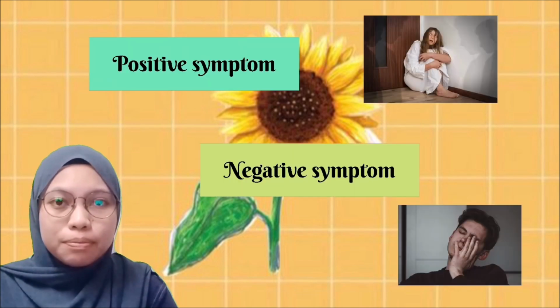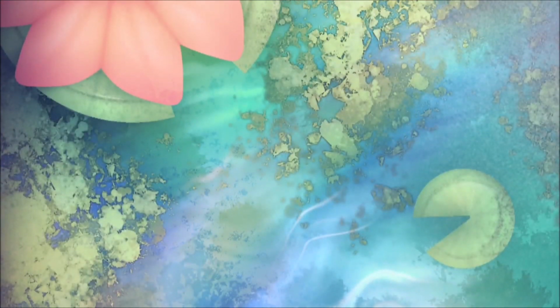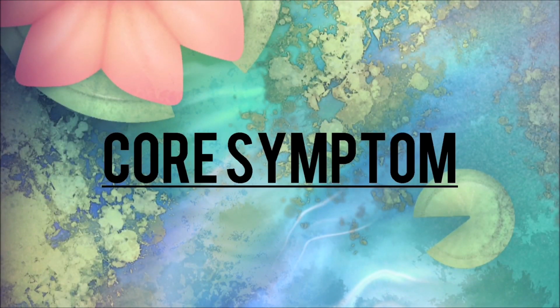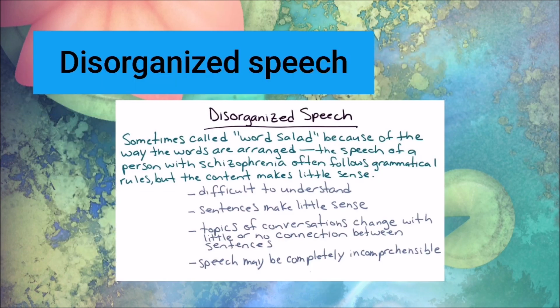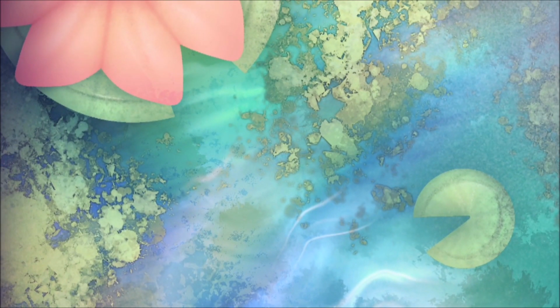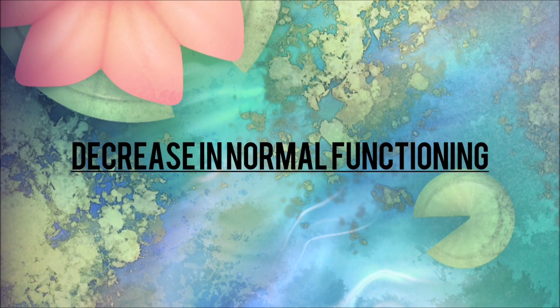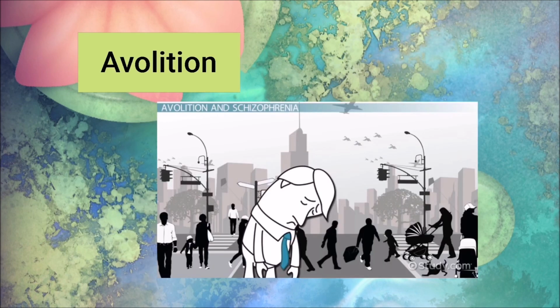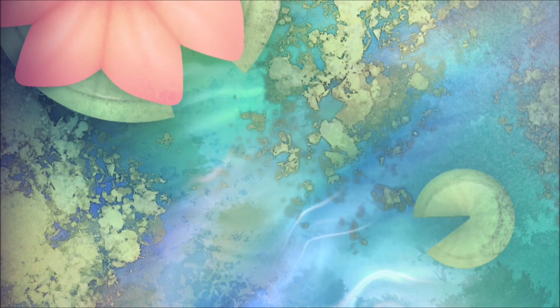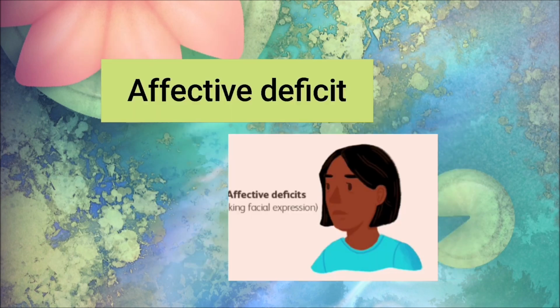According to the DSM-5, the symptoms of schizophrenia can be categorized into positive and negative symptoms. Positive symptoms are related to a core symptom of diagnosis such as hallucination, delusion, catatonic behavior, and disorganized speech. Meanwhile, negative symptoms appear to reflect a decrease in normal functioning such as anhedonia, which is lack of pleasure or interest in activities that once enjoyed, avolition, which is lack of motivation, and emotional disturbance such as affective deficit.